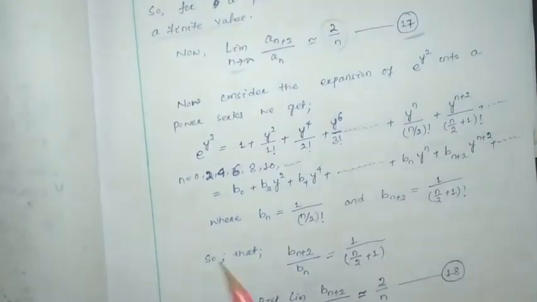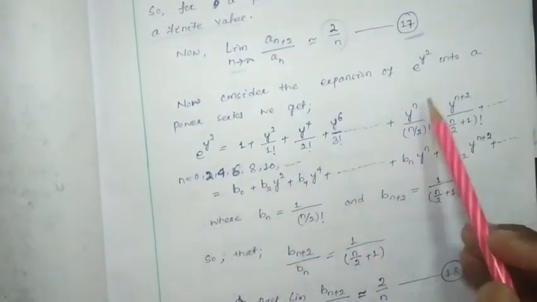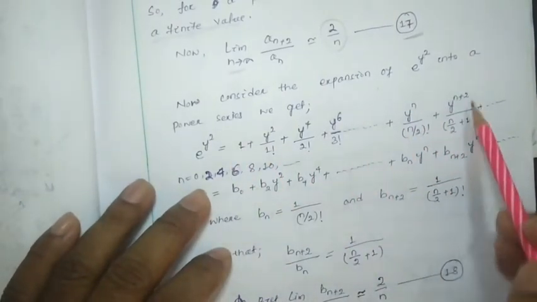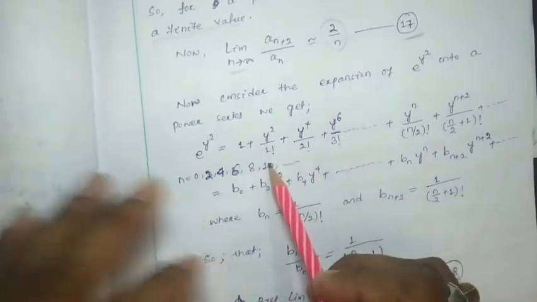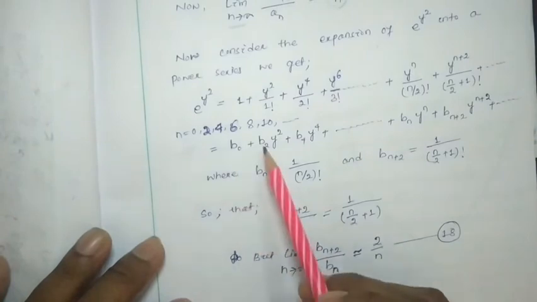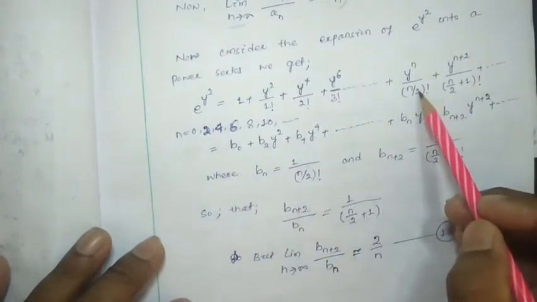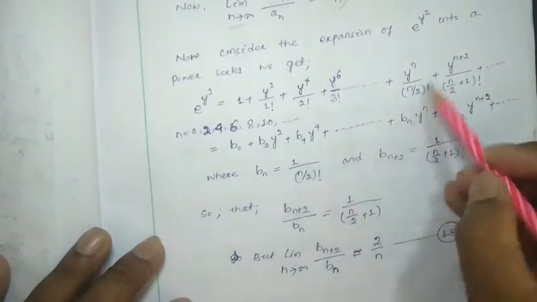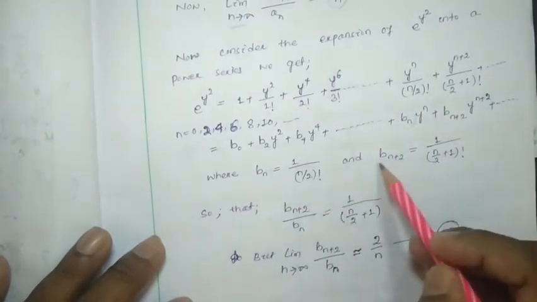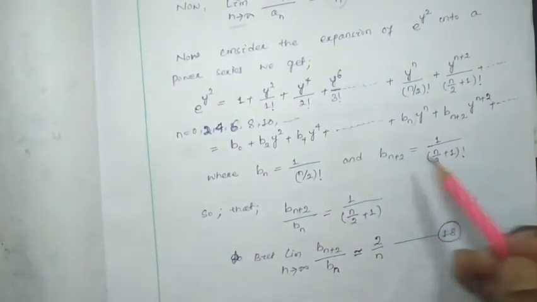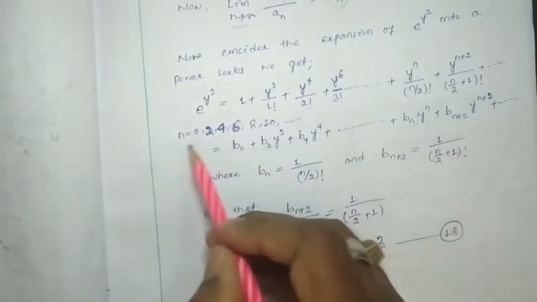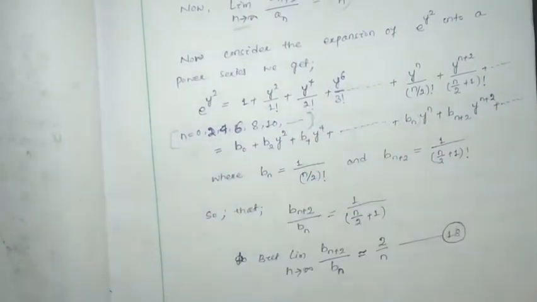Now you consider 0. If you consider 0, then y to the power 0 equal to 1. 0 plus 2, 2, and 0 to y square by 1 factorial, like that. So 1 is considered as b0, b2 y square, b4 y to the power 4, and this is bn. Bn is considered as 1 by n by 2 factorial. Bn plus 2 is considered as 1 by n by 2 plus 1 factorial, for this series.